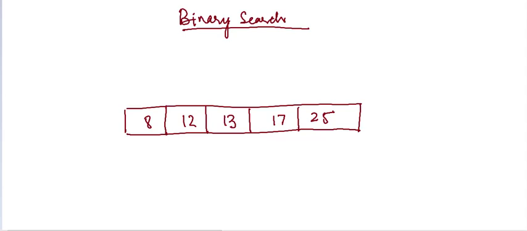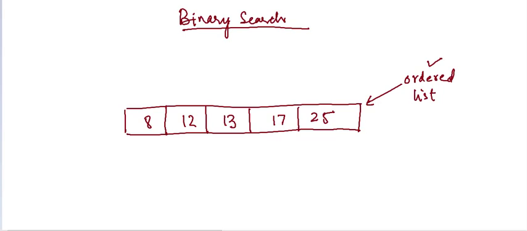Let's take a look at binary search. For binary search, one of the conditions is that we have an ordered array, right? So we have an ordered list, and we can see that this is an ordered list. The first element is 8, then 12, then 13, then 17, then 25. So we have an ascending order here, right? So this is an ordered list.